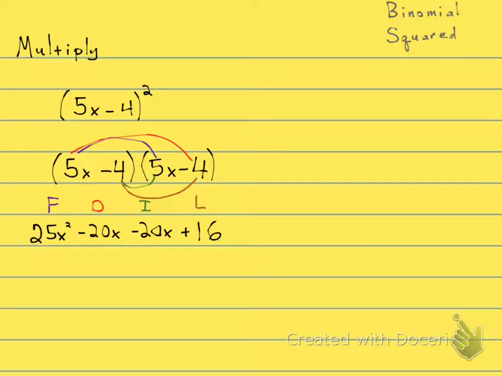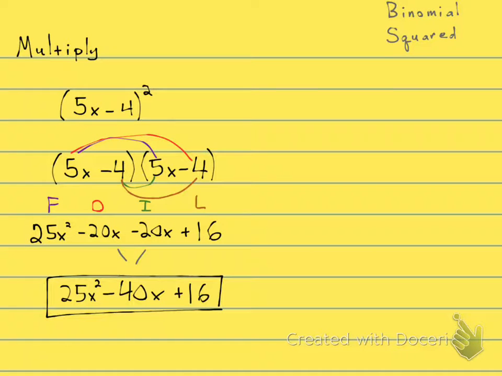Now, also be careful. These two do not cancel out. They combine. I have a negative 20x minus 20x. All right, negative 20 minus 20 more gets me to negative 40x. We will drop down the first term, and we'll drop down the last term. And there's nothing else to do, and we're done. Here is our trinomial, and this comes from a binomial squared.